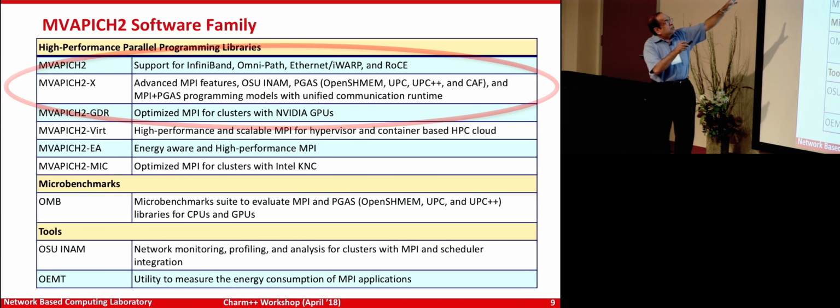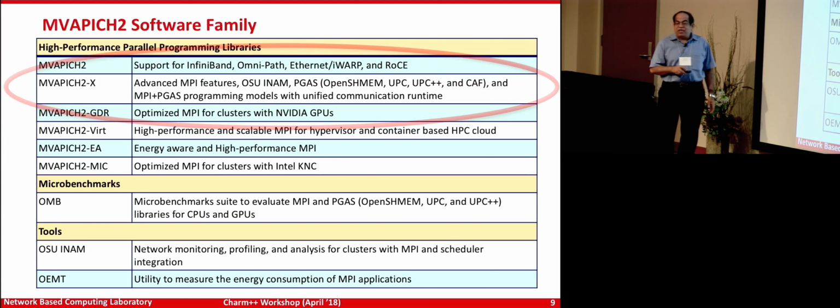Like we have the basic MVAPICH2. Then there is an advanced version, where we push some advanced features. Then there is a GPU-optimized version. So these are the three things I'll be talking about today. We also have a cloud version and an energy-aware version. This version is being phased out. It was originally designed for Intel KNC, but it has been updated to KNL, which is coming here itself because that's self-hosted. But we also have, as many of you might know, the micro-benchmarks.